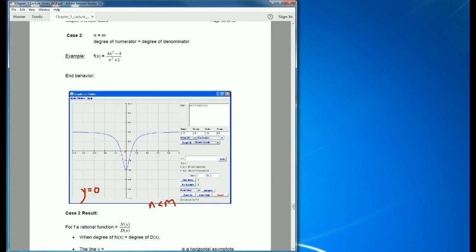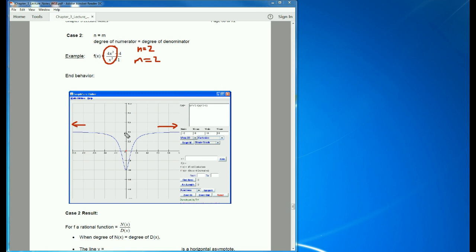Case 2. So in this case, the degree of the numerator is equal to the degree of the denominator. Again, if we look at the leading terms, we see the degree of the numerator is 2. We see that the degree of the denominator is also 2 because they're both x squared. Okay. And by looking at the graph, just by inspection, where does it appear that the horizontal asymptote is as x is getting very large or very negative?